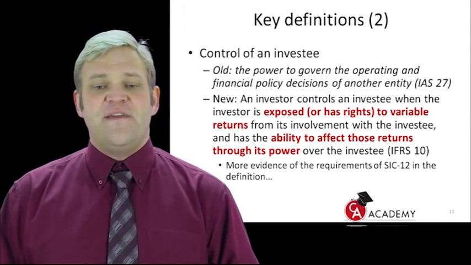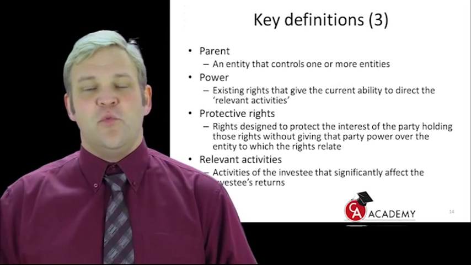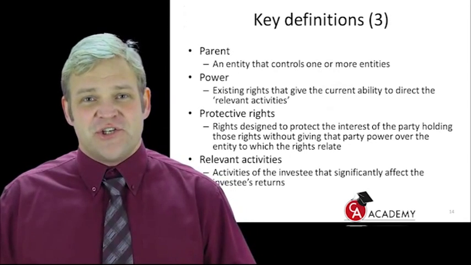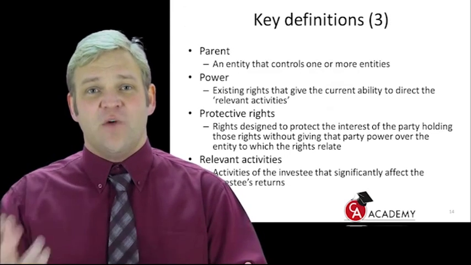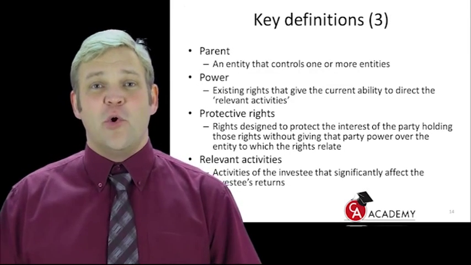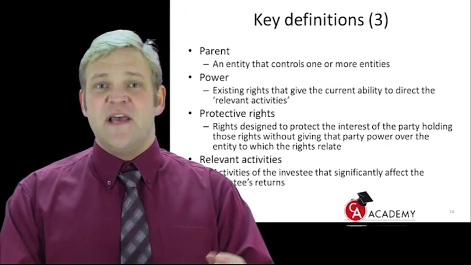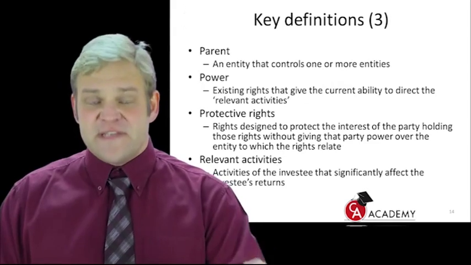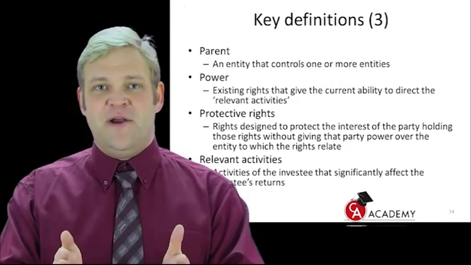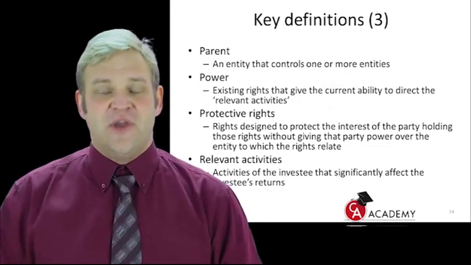Then some more key definitions. The parent, an entity that controls one or more entities. So what does that mean? You don't have a parent relationship if you have an associate or a joint arrangement. You cannot be a parent. Then you are called an investor. A parent controls another entity, and that entity is called the subsidiary. So if there's no subsidiary, there cannot be a parent. So the parent-subsidiary relationship, they always go together.